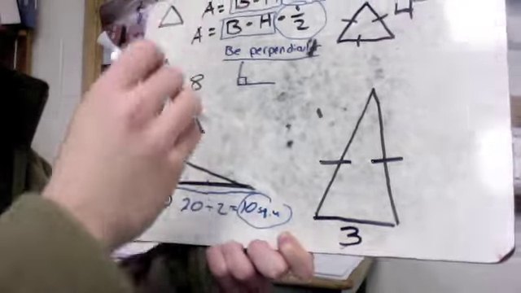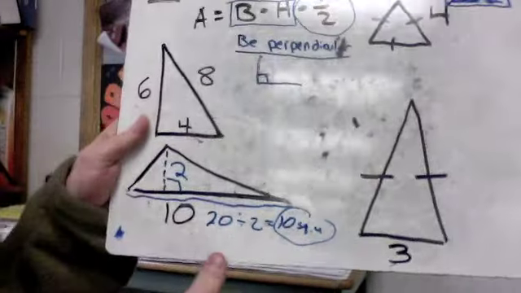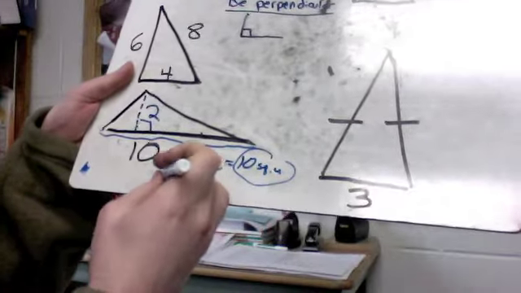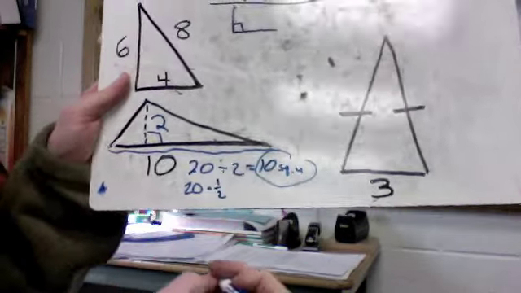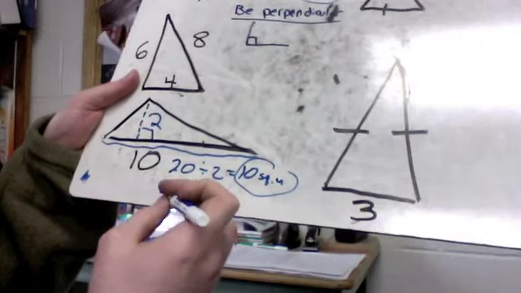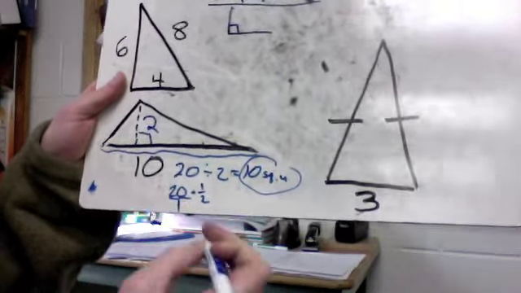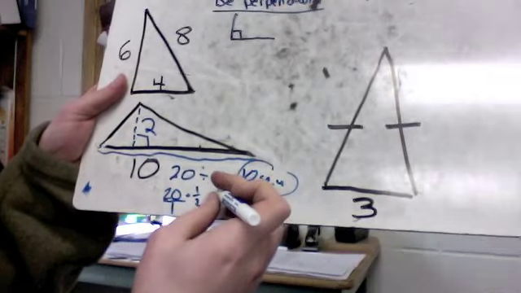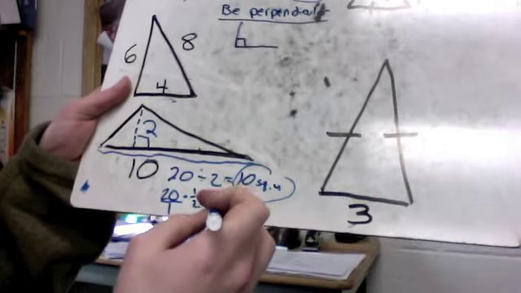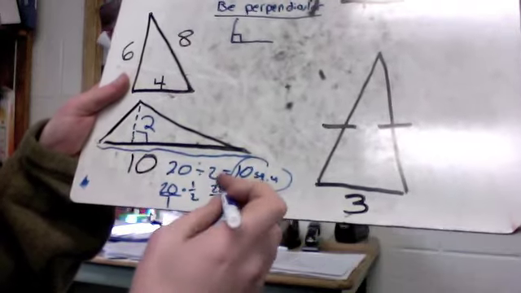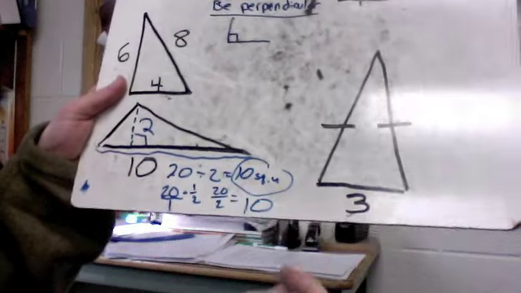If you wanted to do it the other way, we could. We take our base times our height, which is still 20, and if we want to times that by a half, we can do that. I just have to make this 20 over 1 because we're dealing with fractions. 20 times 1 is 20. 1 times 2 is 2, so we got 20 halves. 20 halves is the same thing as 10.